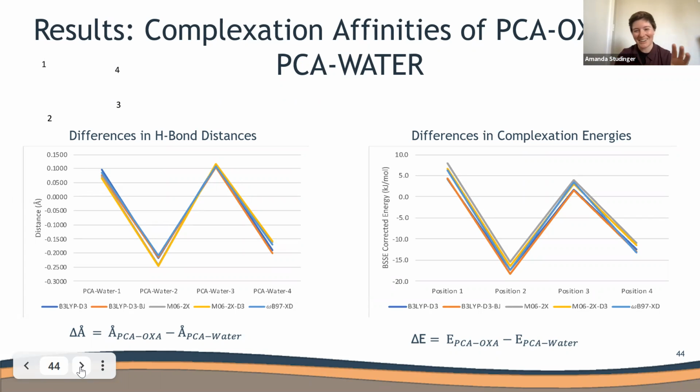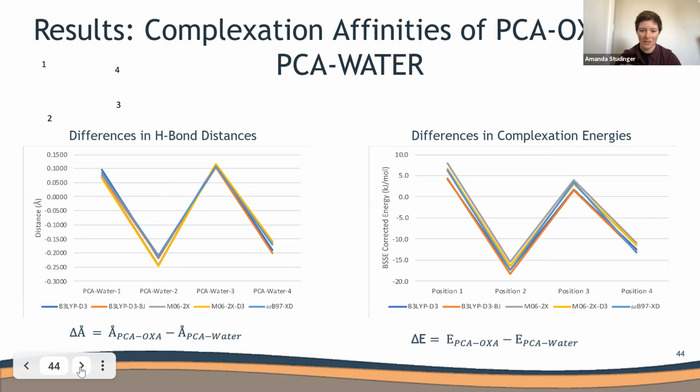But in these areas, oxalic acid acts as a hydrogen donor, and on the PCA, it's just oxygen that is the hydrogen bond acceptor. So what we noticed was with water and oxalic acid, they were both lower, but when comparing water versus oxalic acid, PCA would bind stronger to oxalic acid than to water. So that figure on the left is showing that oxalic acid prefers those positions 2 and 4 versus water.